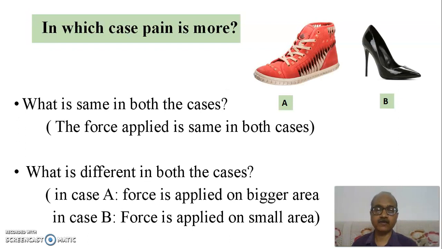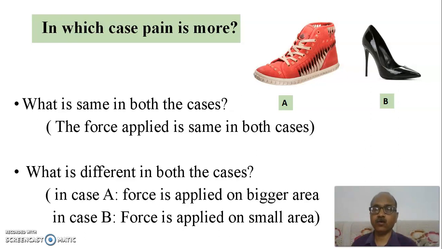Here you see this example, two types of shoes are being shown here. One is type A, another is type B. One having broader area, another having pencil heel. So the area is more in case of A, area of the shoe is less in case of B. So the pressure is less in case A and more in case B, because case A area is more, the pressure is less, case B area is less, the pressure is more.